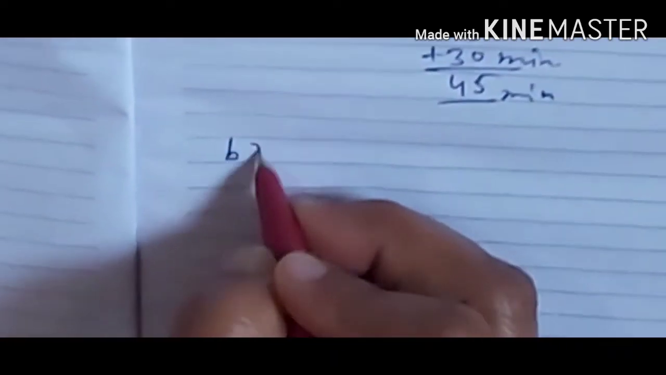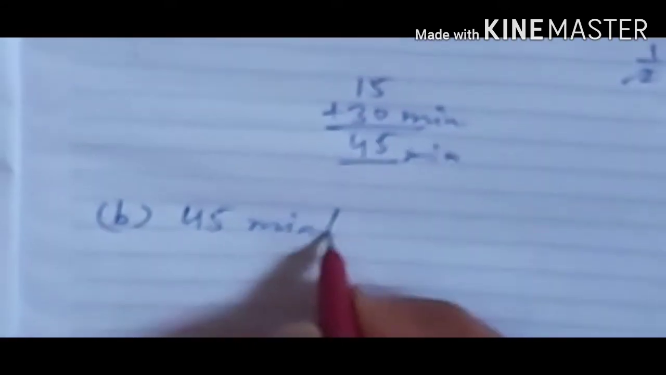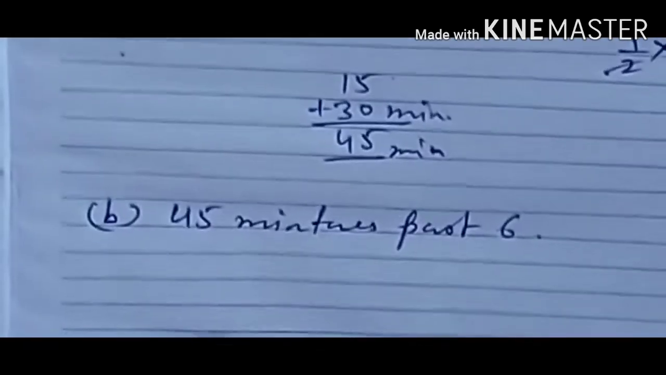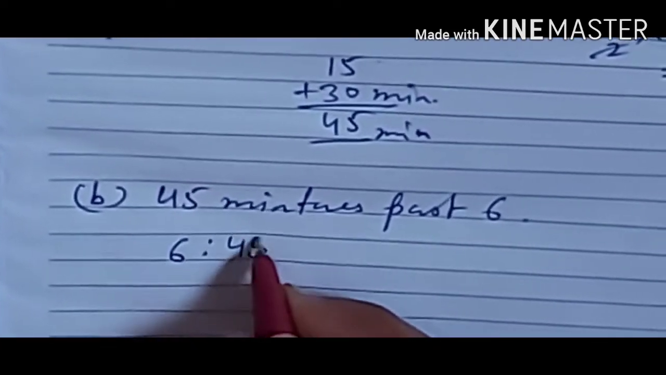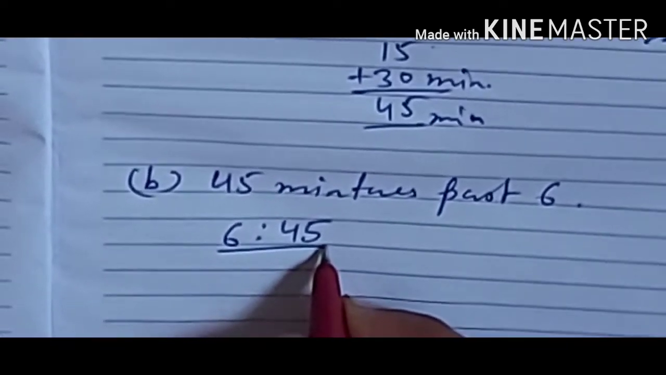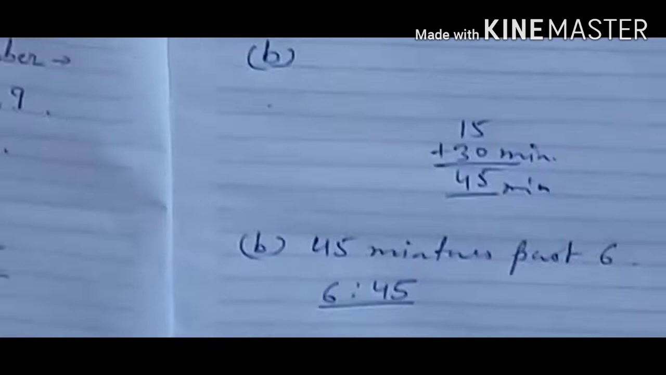So the answer of B is what? 45 minutes past 6. We can write this 6:45. So answer of B is what? 6:45. Now go through the question number C.